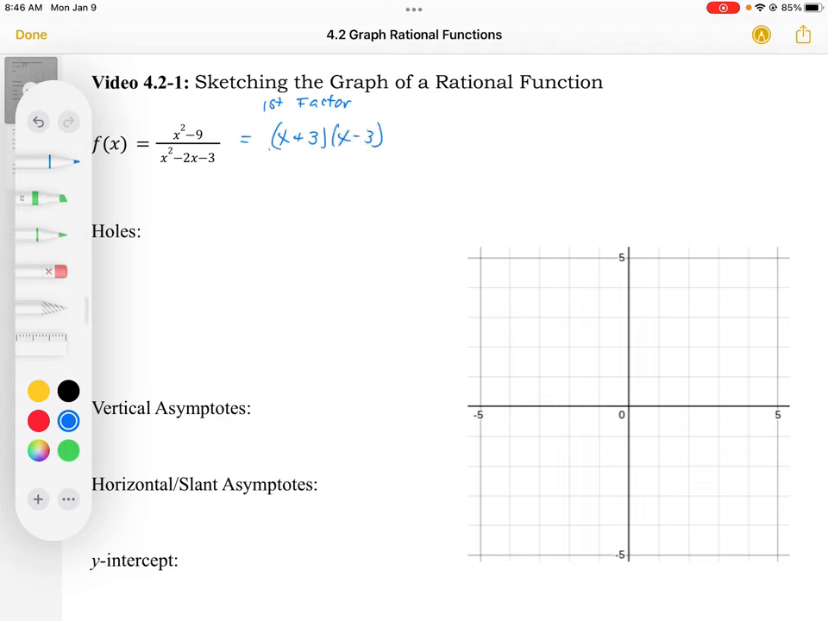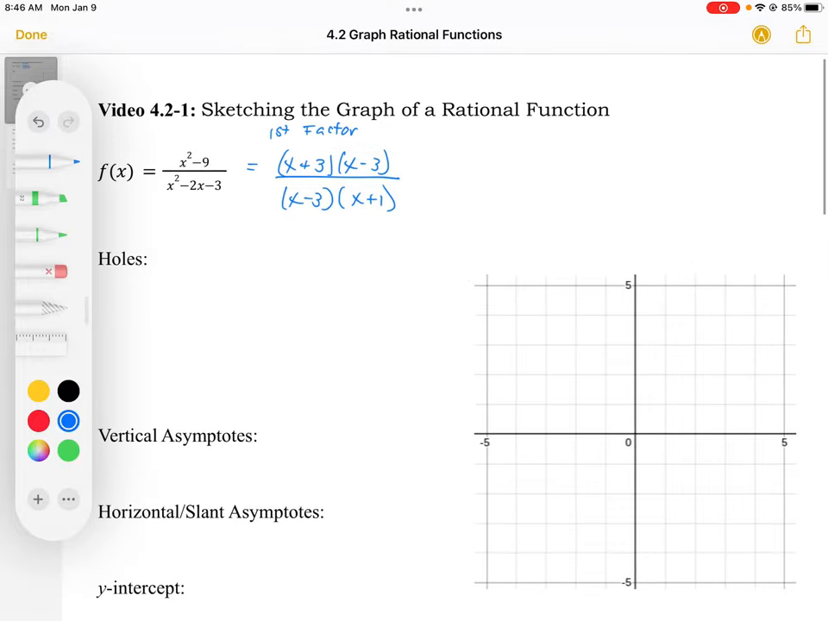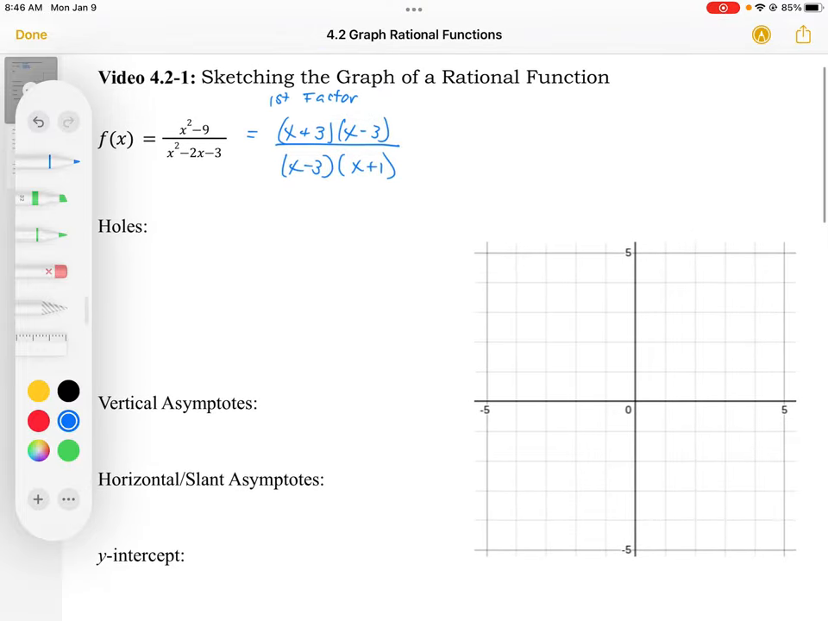The numerator is a difference of two squares. The denominator is a trinomial. So I have this factored. Now I'm going to identify the holes. You don't have to identify all the characteristics in this order. That's just the order that I prefer. So we can see here that we have a common factor in the numerator and the denominator. So that indicates that there's going to be a hole at x is 3.